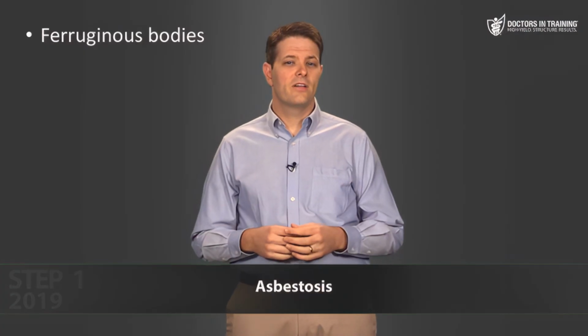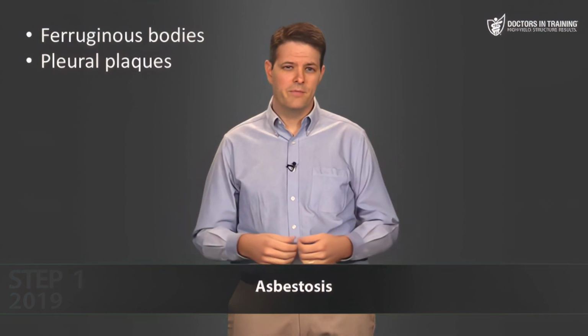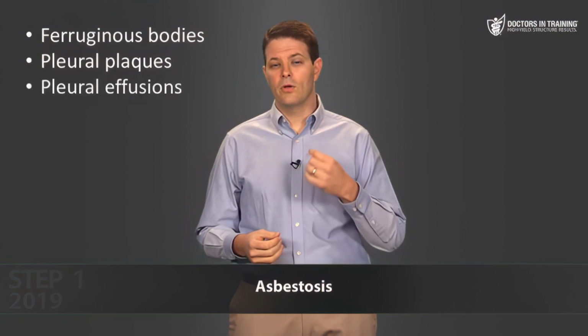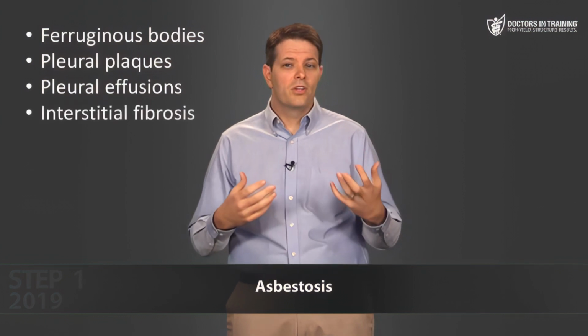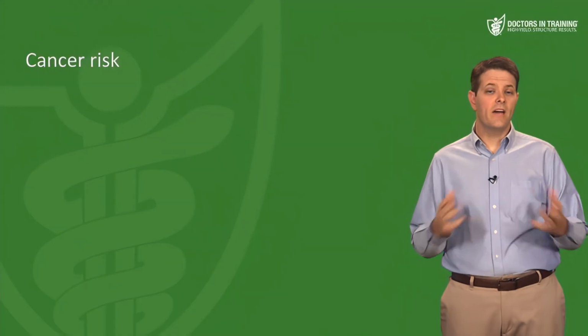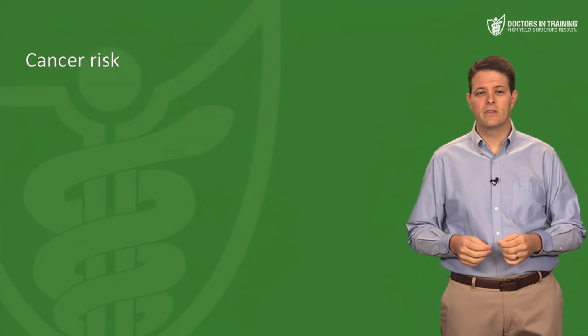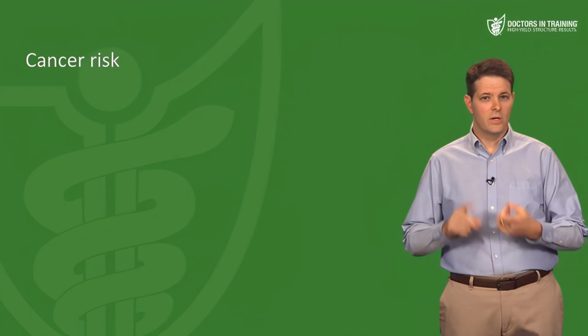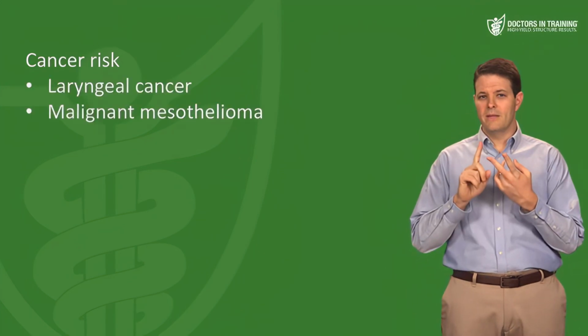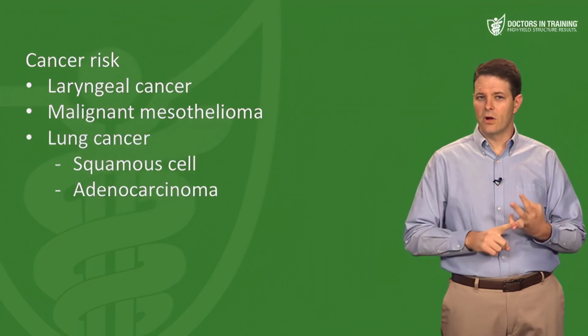Inhaled asbestos can cause localized plaques on the pleura, especially along the pleura that lines the diaphragm. It can be associated with recurrent pleural effusions, and of course interstitial fibrosis of the lung parenchyma, like the other pneumoconioses we've discussed. Aside from the pneumoconiosis, asbestos is also associated with an increased risk of several types of cancer, including laryngeal cancer, malignant mesothelioma, and lung cancer, both squamous cell and adenocarcinoma.